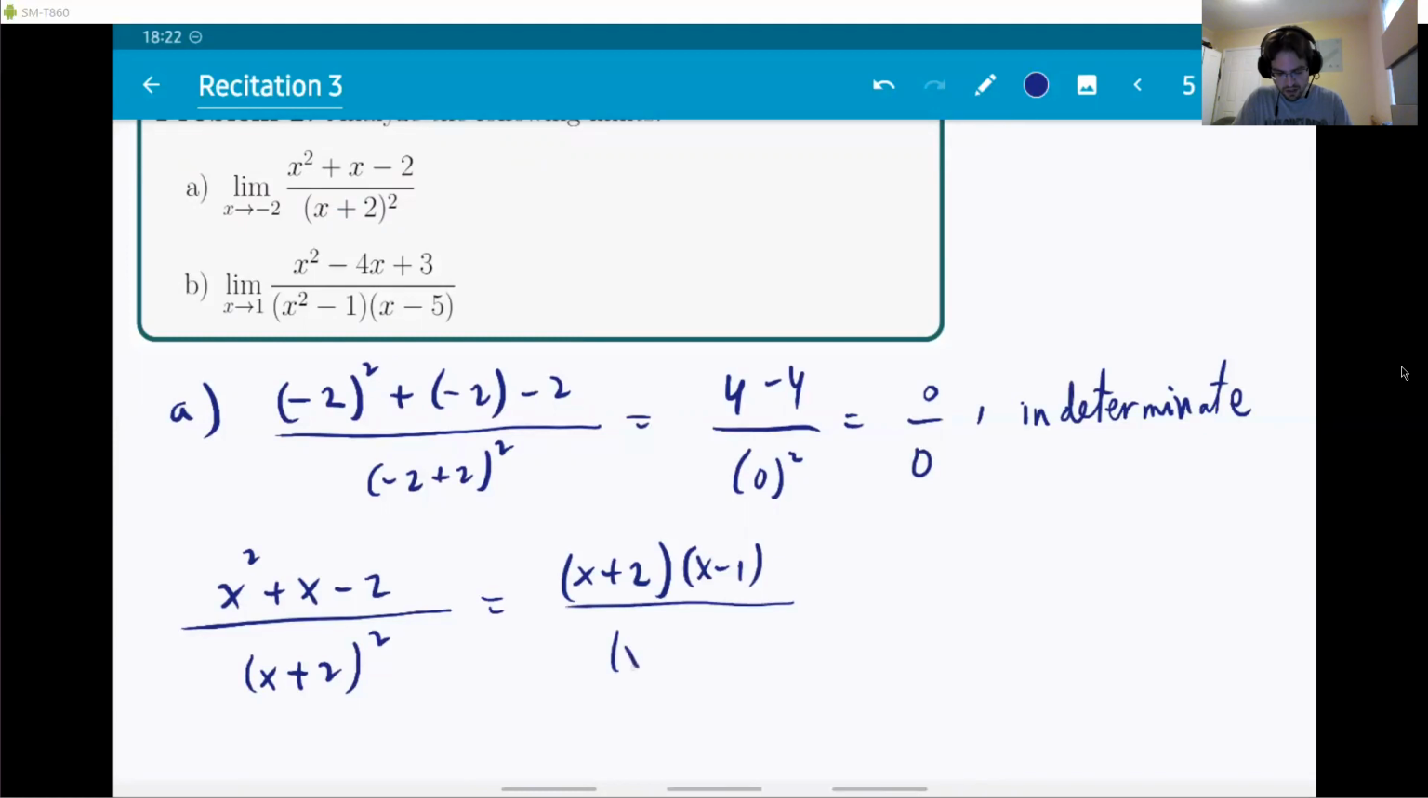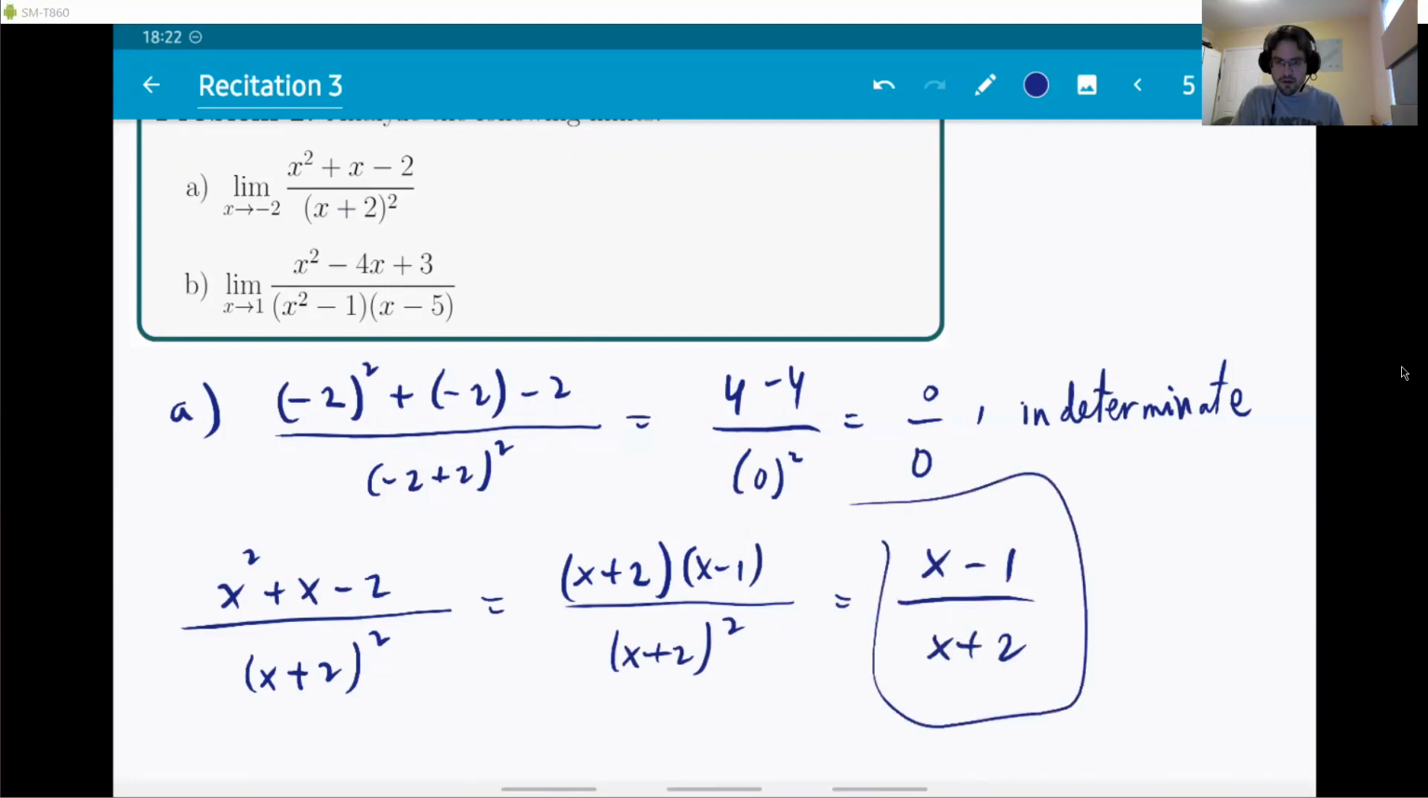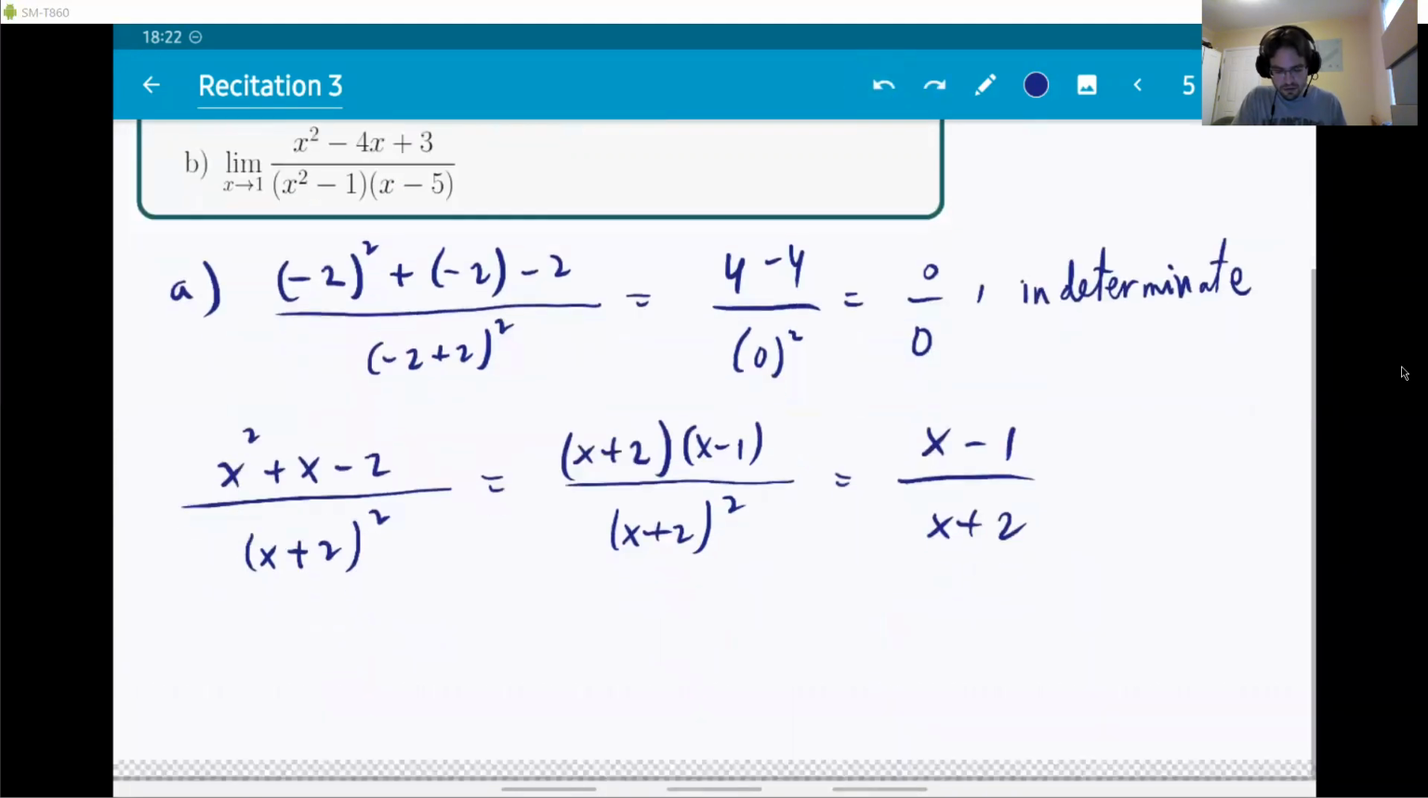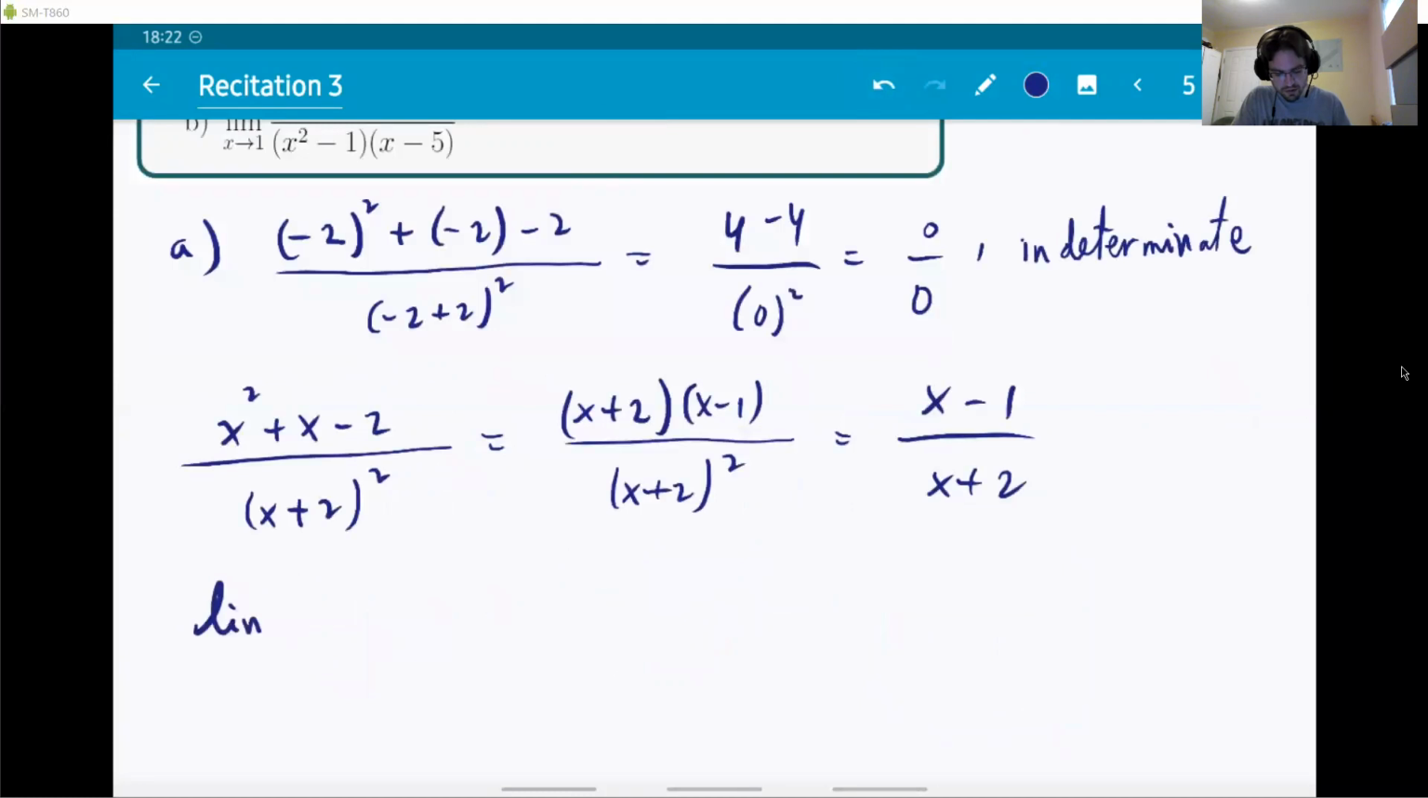And what's happening is you're actually going to cancel one of the powers of x plus 2. So the function that we have was disguised. It was actually this simpler function right here, where the power in the denominator this time is odd and not even. So we can now try to understand what happens to these limits.